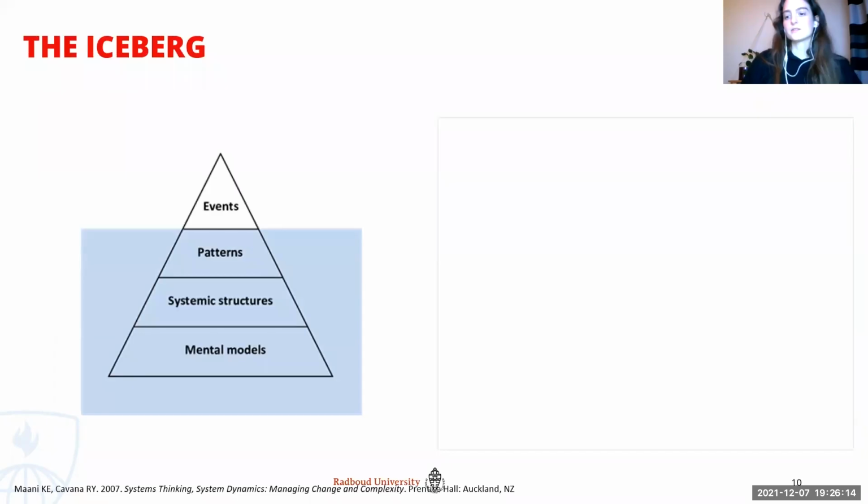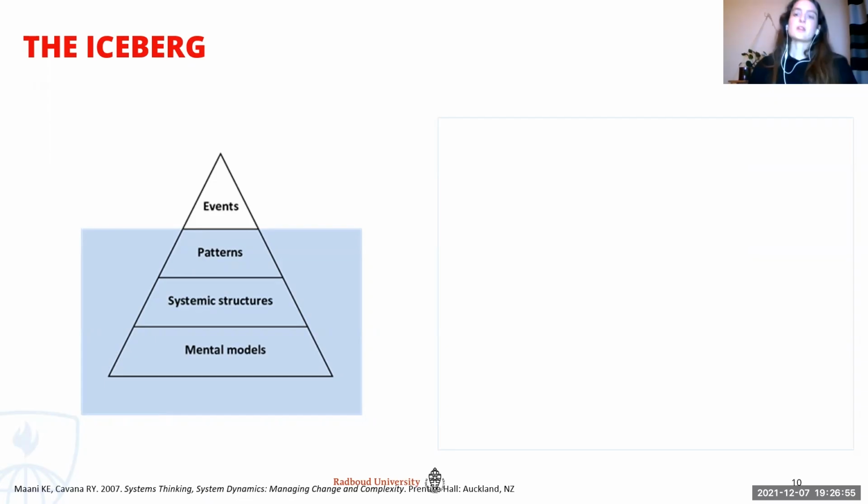And now I would like to introduce you to the iceberg. The iceberg was developed by Maani and Kavana, and it comes from systems thinking and system dynamics, and it can help you think about complex transitions. It is often said that the transition away from animal testing is a wicked problem, a problem that has a lot of different aspects and interrelations and a lot of conflicting interests and stakeholders, and it's difficult to see what you have to do to make that transition. The iceberg is a model that can help you think about that.